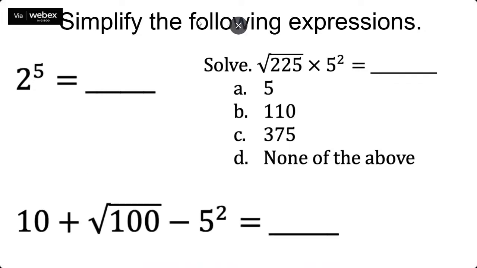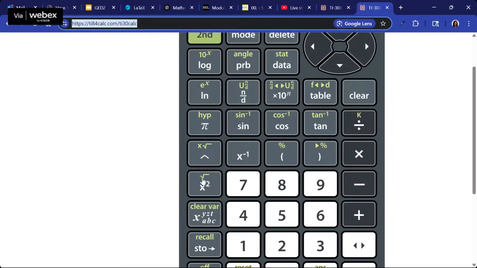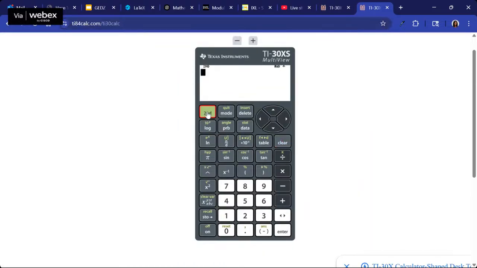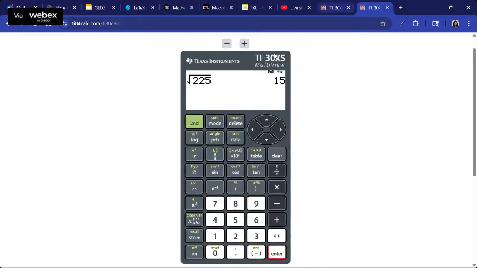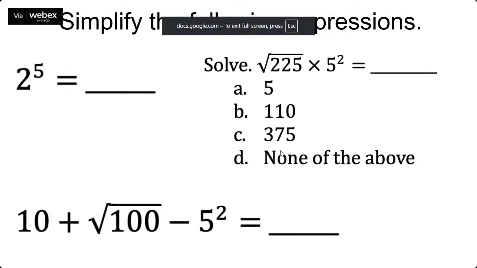If you don't remember them and you're able to use your calculator, the square root symbol is this green symbol here above x squared. So what you can do is click the second button, square root symbol, and put the number under the square root, press enter, and it will tell you the answer. Okay? So you can use your calculators, just use that square root symbol. Okay, let's continue on to the third one here.